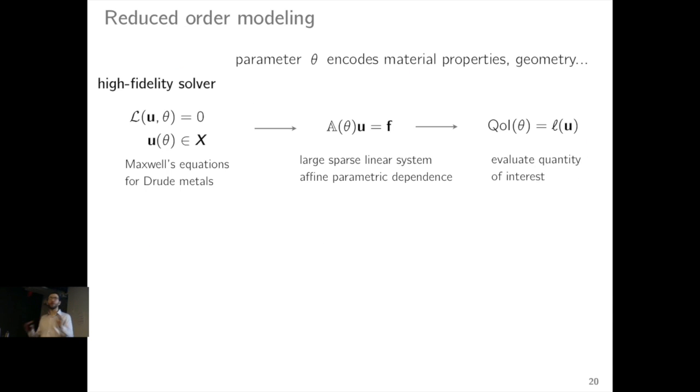In this slide, I'm giving a brief overview of what reduced order modeling is. We'll assume that all the variability is encoded in this parameter theta, both material properties and geometry. So starting from a high fidelity solver, in our case for the Maxwell's equations with the metals, we discretize it using our favorite finite element method. We end up with a large sparse linear system that hopefully has an affine parametric dependence on theta. If not, there are interpolation techniques quite efficient to recover this affine parametric dependence, which turns out to be quite important if you want to do efficient reduced order modeling. We solve for the solution U, and then we evaluate the quantity of interest. For instance, the field enhancement or the transmission that I showed in the previous example.